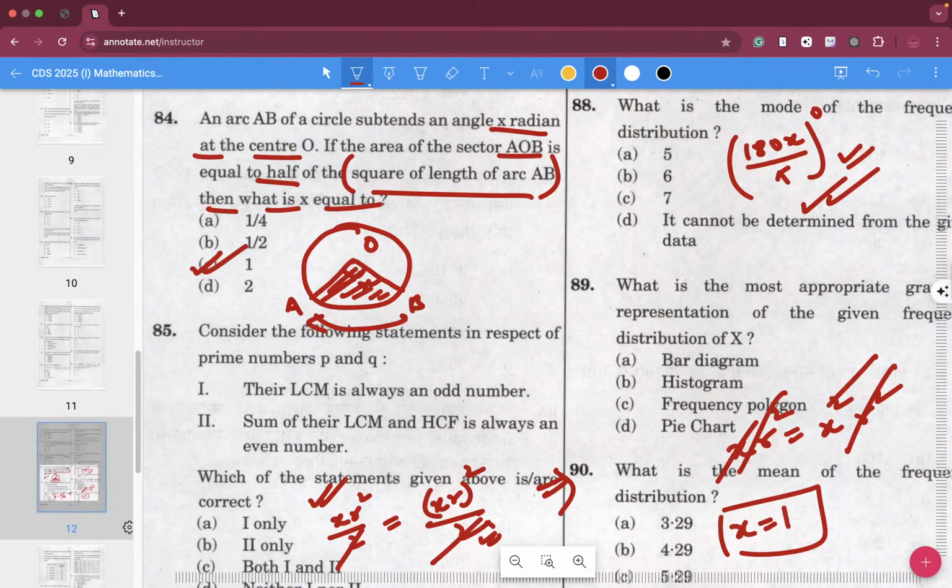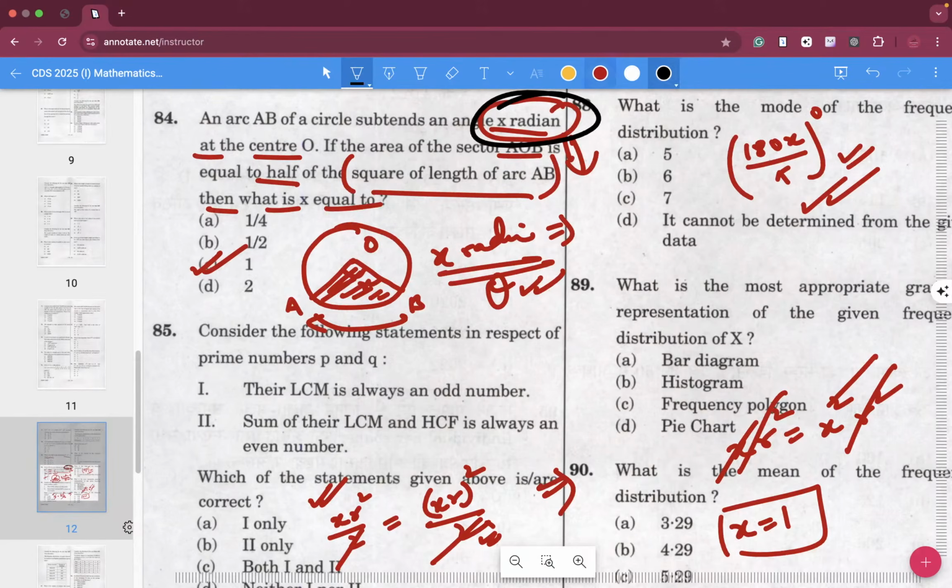One of the major mistakes that aspirants will make over here is that they will assume this x radian as an angle in terms of theta. But unfortunately this value is given in terms of radian. Pi radian is equal to 180 degree, right? So you have to convert that first. That's the caveat over here, folks.